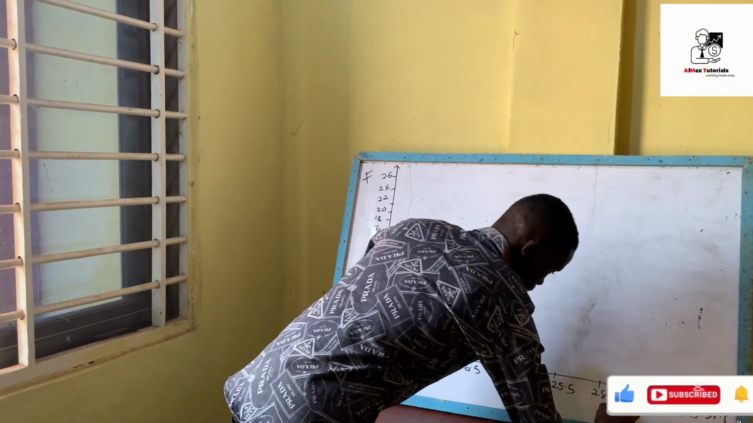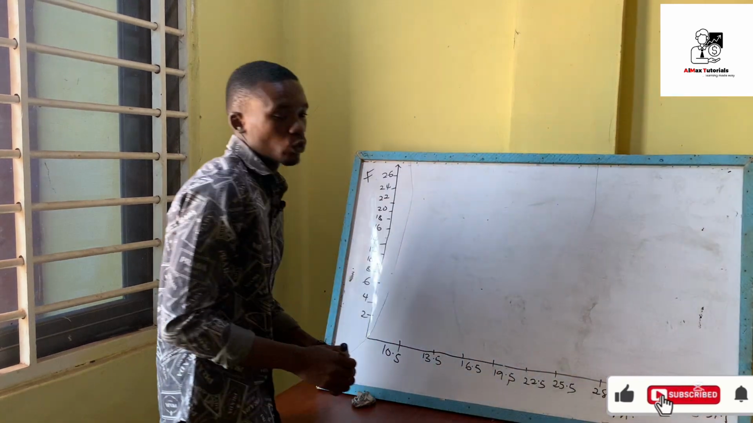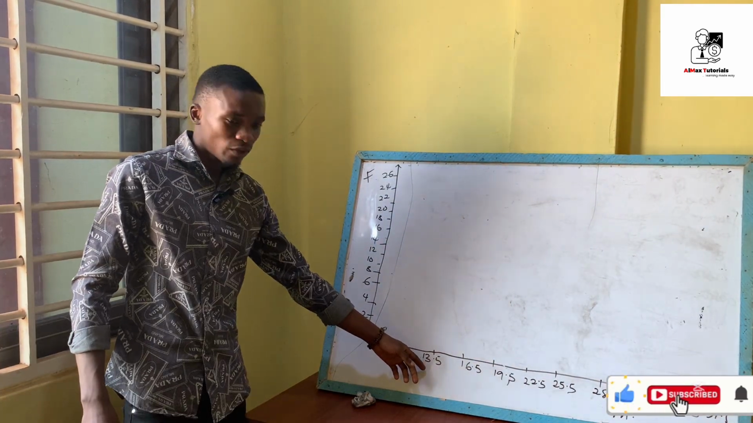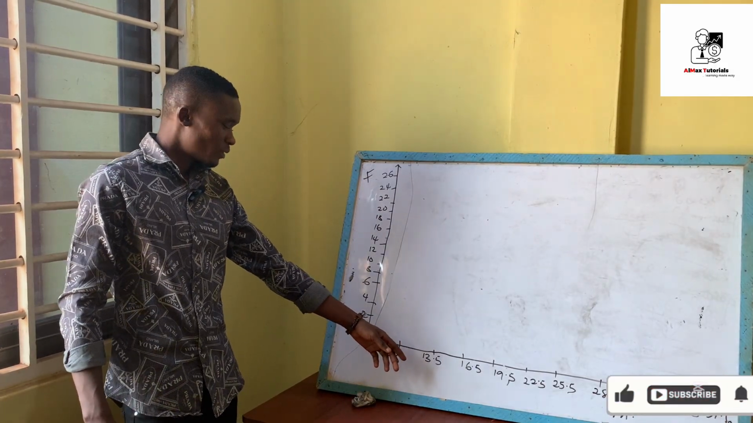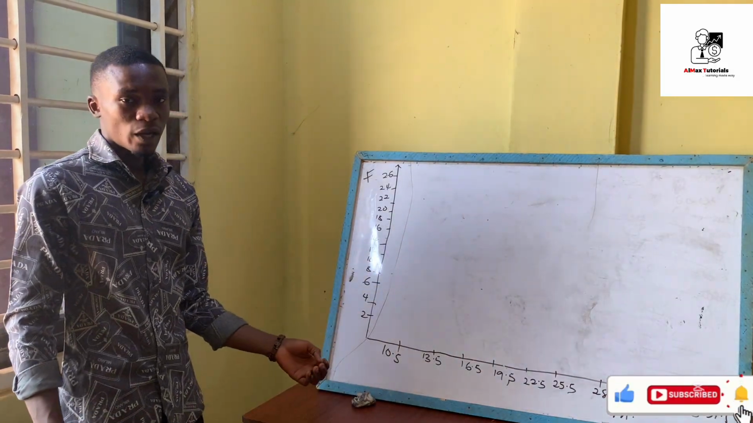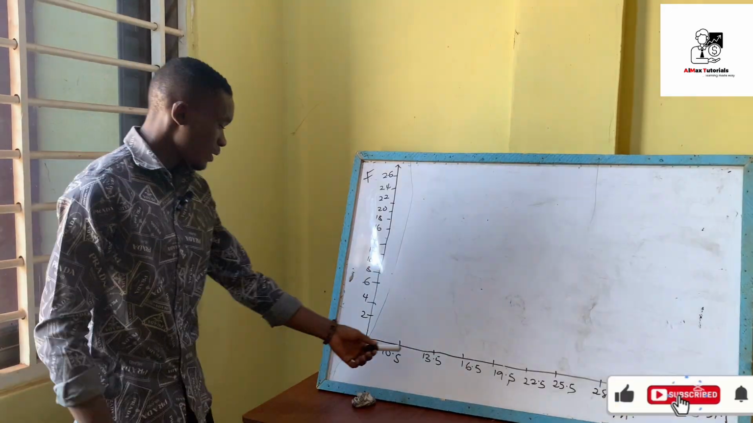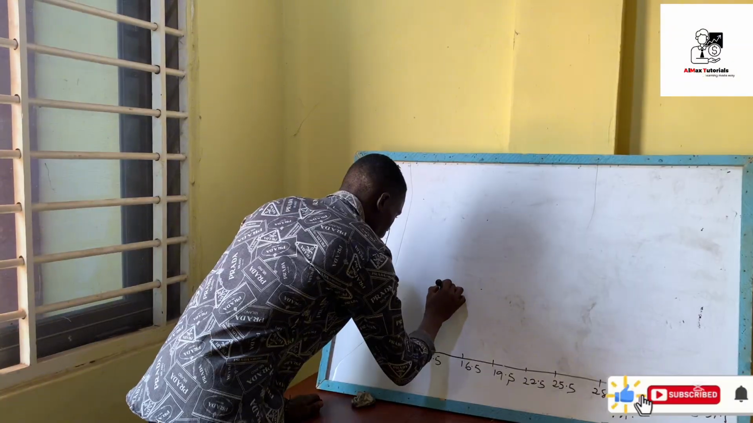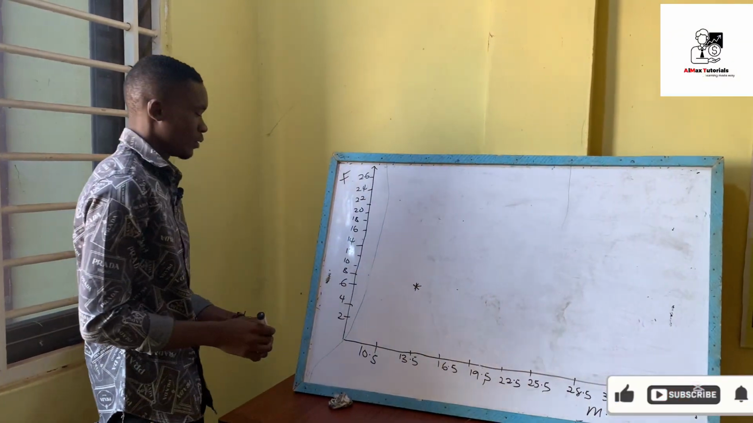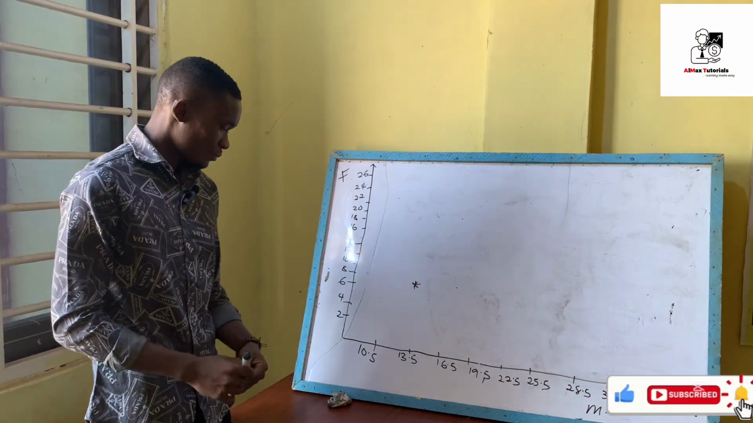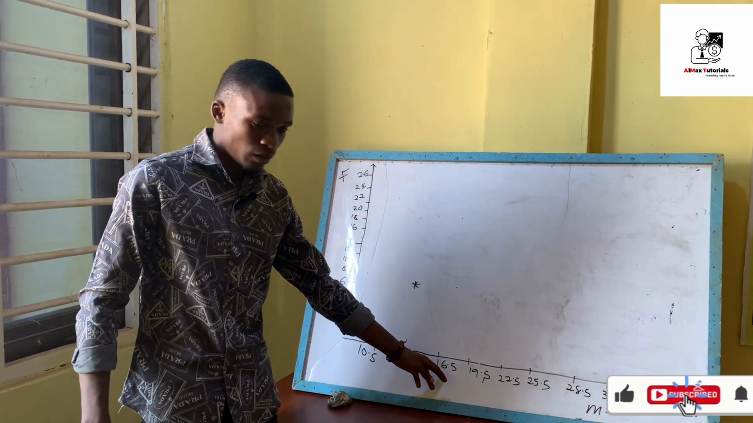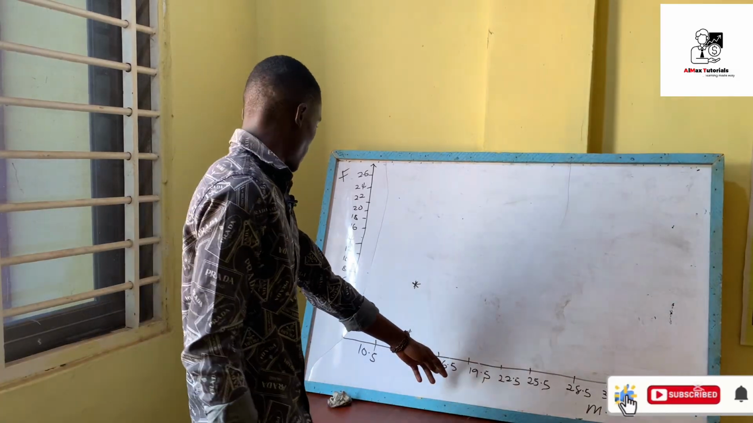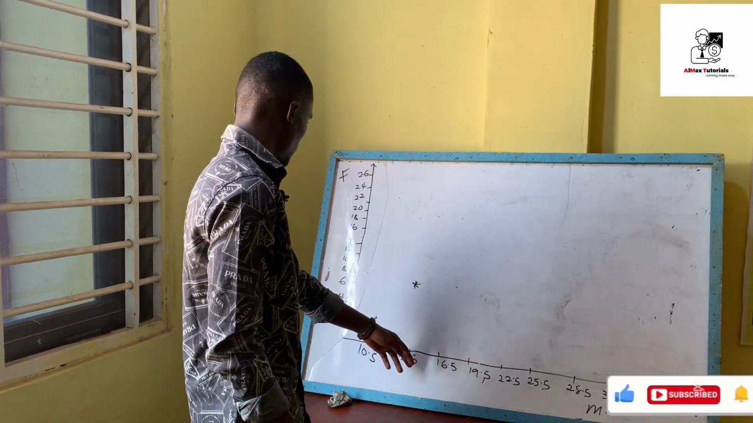So here too will be midpoint. The first one, which is 13.5, has a frequency of 8, right? It has a frequency of 8. So you just stand on 13.5 and look for 8. Then you are done. Then the next one, which is 16.5, the frequency is 23, and that has the highest frequency. So 16.5, the frequency is 23.